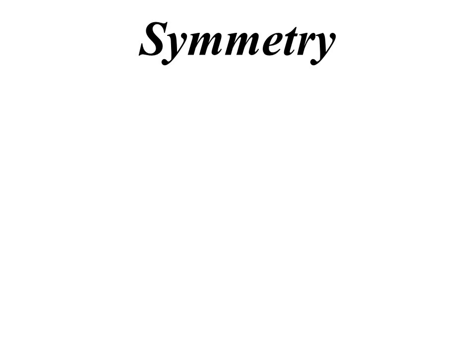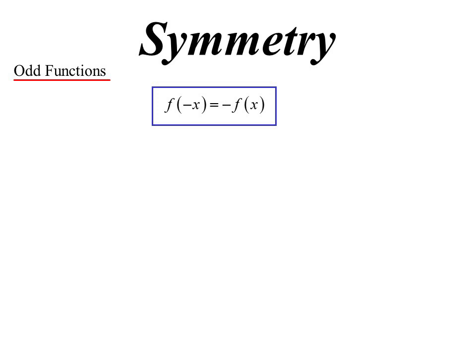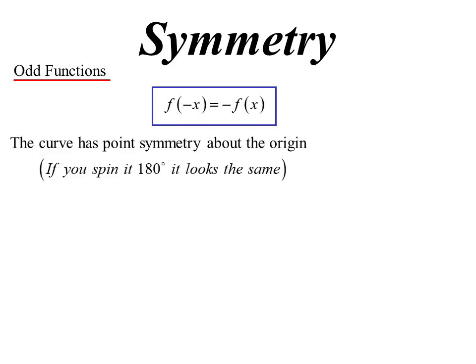Symmetry. Now, this is very useful when it comes to drawing pictures of our graphs. If we know something about the symmetry, and there's two very special types of functions. We have our odd functions, and the definition of the odd function is this: f(-x) is equal to the negative of f(x). It basically has point symmetry about the origin. So point symmetry is when you rotate it 180 degrees and you get the same picture.